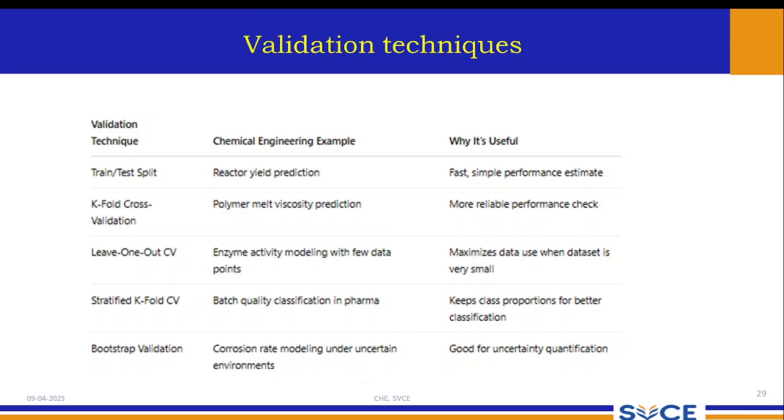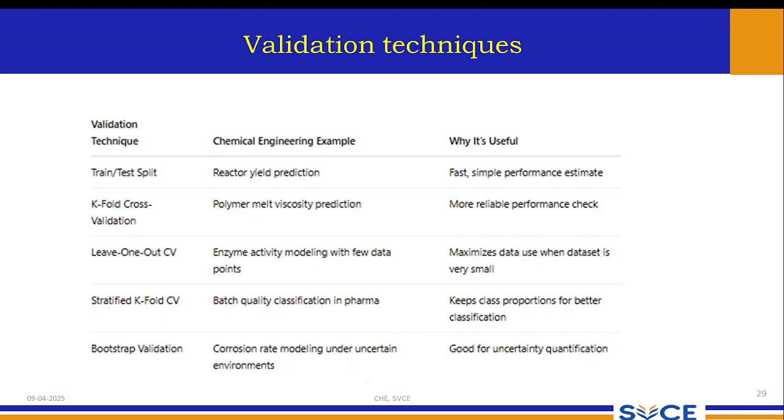There are other types. For k-fold, the example is polymer melt viscosity prediction. In that case we go for k-fold cross validation because it is a more reliable performance check. Leave one out cross validation: we go for it when we have few data. Underline the words few data points.